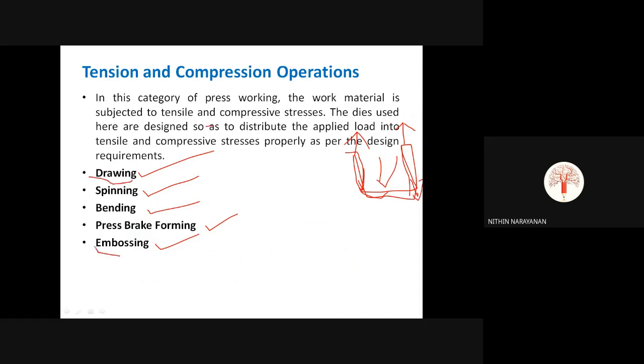Similarly, in embossing there is a material flow, or the full volume of material will be flowing, so that is also kept under the tension and compression operations. In the case of coining, there is no complete flow of material. Only the volume at the surface will adjust according to the impression made on the punch and the die. So it comes under the compression operation only.